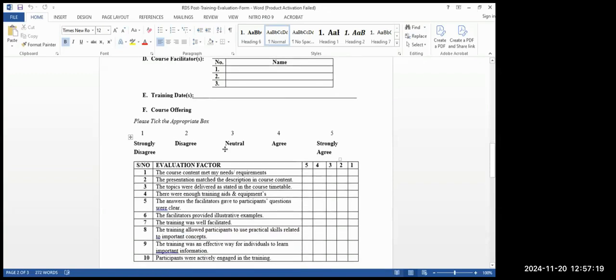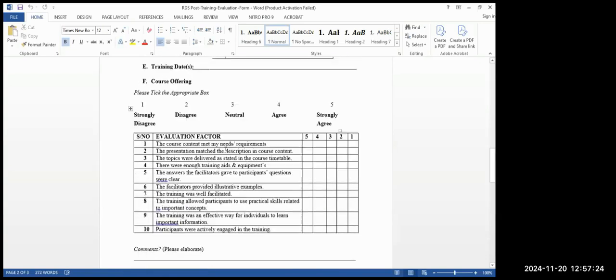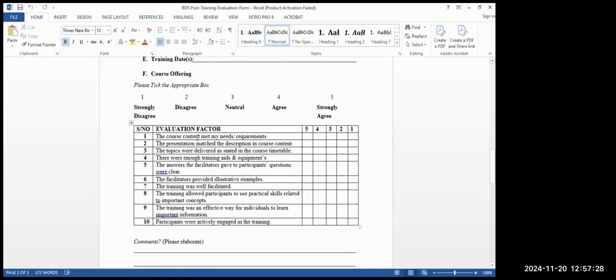Then we have certain aspects of the course offering. There's a scale of 1 up to 10, which will invite you to rate the course content: met my needs or requirements; the presentation matched the description in the course outline; the topics were delivered as stated in the course timetable; there were enough training aids and equipment; the answers the facilitators gave to participants' questions were clear; the facilitators provided illustrative examples; training was well facilitated; training allowed participants to use practical skills related to important concepts; the training was an effective way for individuals to learn important information, and participants were effectively engaged in learning.